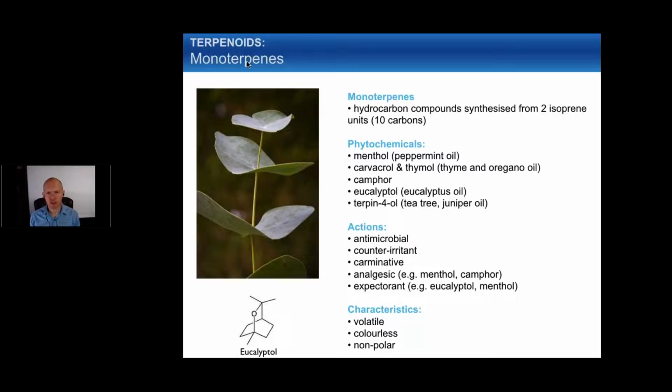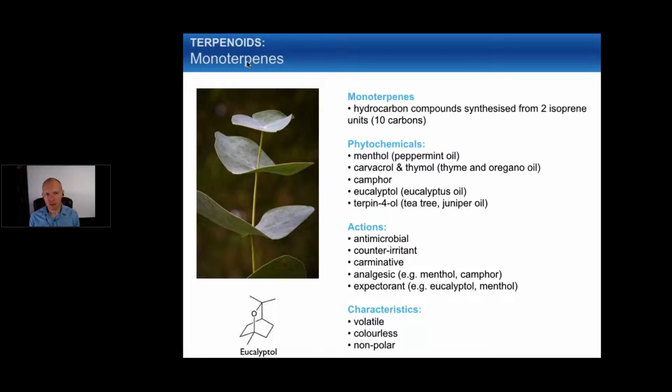Terpinen-4-ol is the essential oil that's primarily in tea tree. It's also found in juniper oil as well, so if you drink any gin, you're probably consuming a little bit of tea tree oil internally. And so those are some classic monoterpenes. As we mentioned before, these are also going to be essential oils. So these are going to be obtained from these trees. The main actions associated with essential oils is going to be an antiseptic, antimicrobial. It'll act as a counter irritant, so if you apply it topically, it'll make the skin go red because the capillaries will dilate.